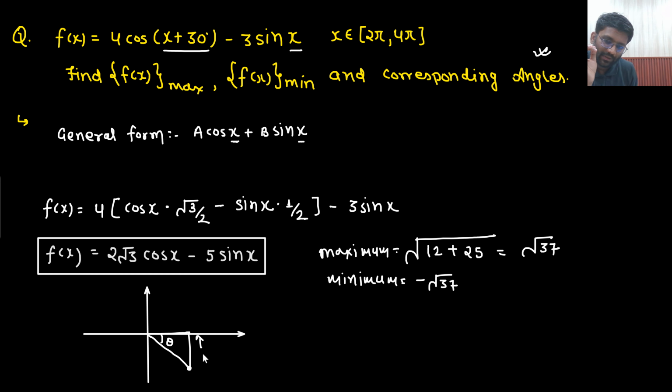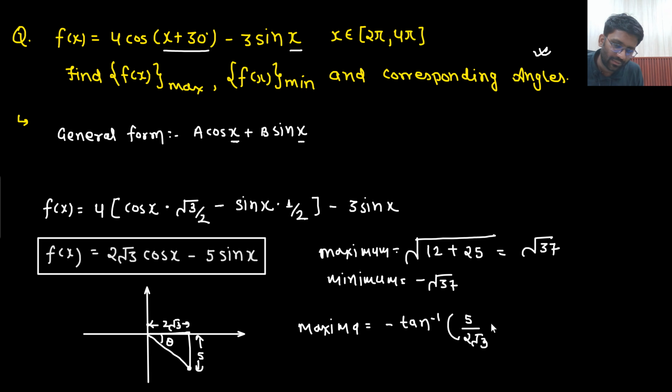This point will be 5 and this will be 2 under root 3. So what will be the angle for maxima? For maxima, the angle will be nothing but minus tan inverse, taking the anti-clockwise direction, minus tan inverse 5 by 2 under root 3. Is that clear to you?